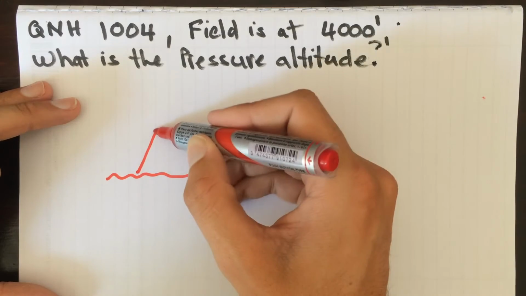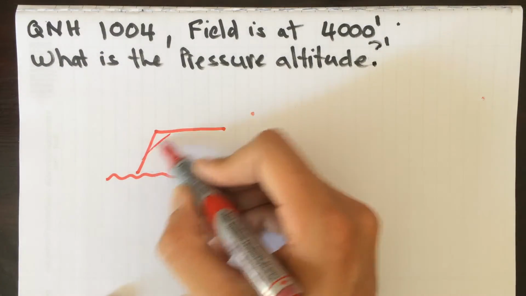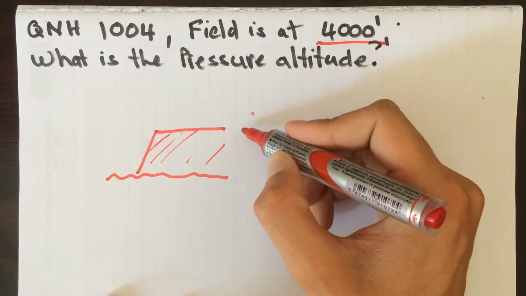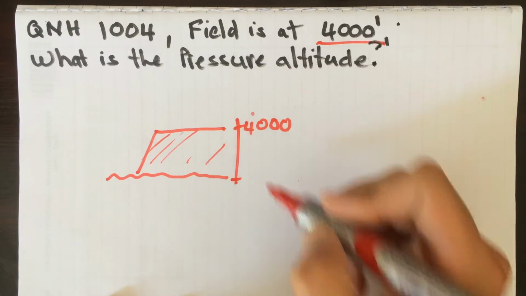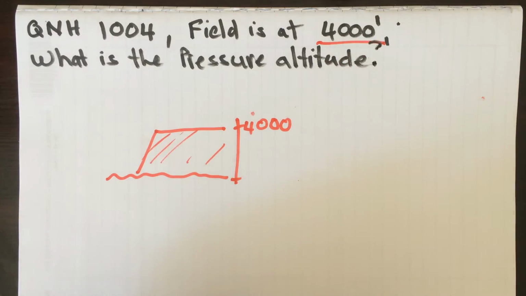Here's our water, and there's our land. Okay, so that's land like that. Then we know our field is at 4,000 feet. So write it in, 4,000 feet. That's from there to there. Why from there to there? Because elevation is always measured from sea level.